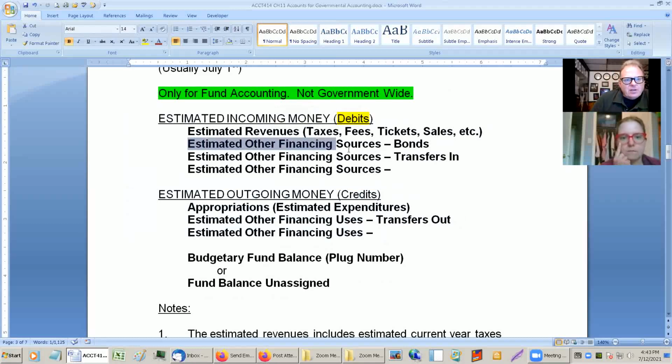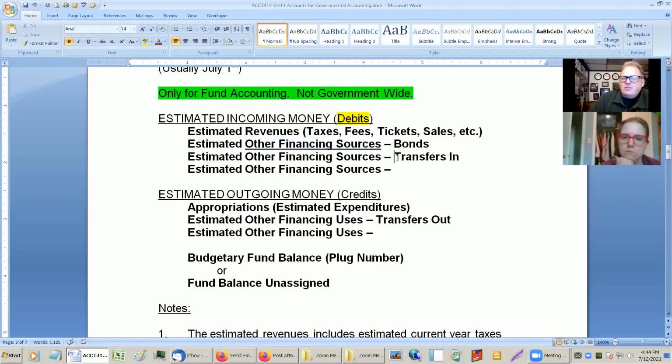One of the things we also haven't talked about yet is estimated other financing sources. You're wondering, okay, this is a yearly checkbook, so how do we build this building that's going to take 20 years to pay off? Well, they'll have other financing sources, and they could be bonds.